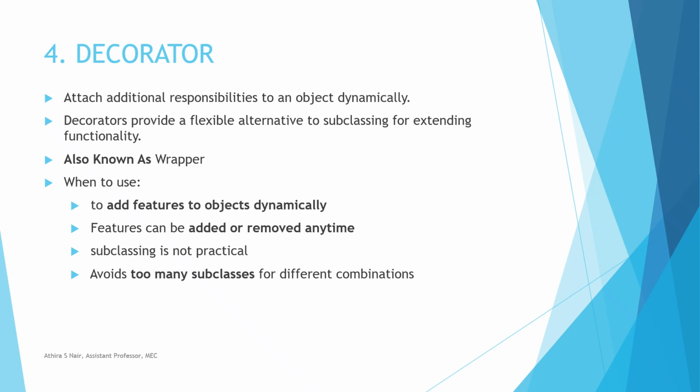So the next type is decorator. This attaches additional responsibilities to an object dynamically, and decorators provide a flexible alternative to subclassing for extending functionality. It is also known as wrapper, and we can use decorator to add responsibilities to individual objects dynamically and transparently, that is, without affecting other objects, and for responsibilities that can be withdrawn and when extension by subclassing is impractical.